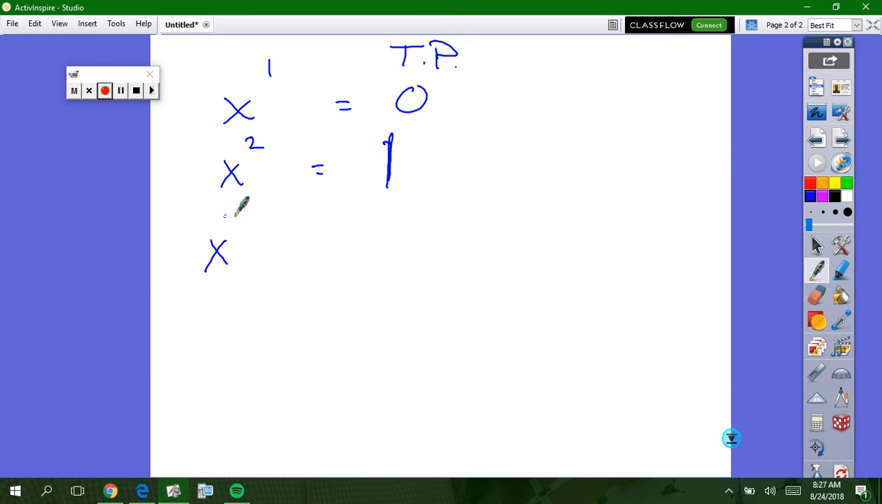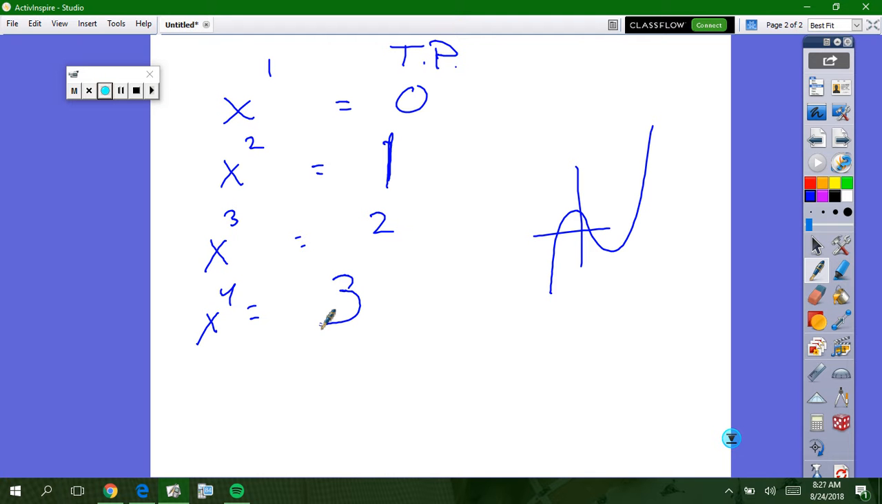X cubed could look like this. So it has 2 turning points. Notice it's increasing, there's a point that I start to decrease, and I start increasing again. Make sense? How about X to the 4th? What do you guys think? You could have at most 3.